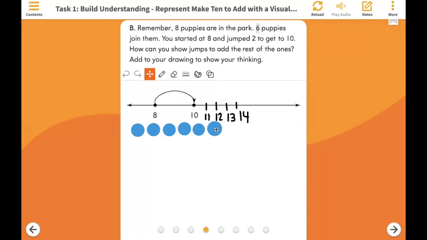So what I'm going to do is get rid of 2 from my 6. And that leaves me with just 4 circles left, or 4 ones. Now I'm going to jump 4 ones to see how many puppies were in the park. 1, 2, 3, 4. And I land on the number 14.